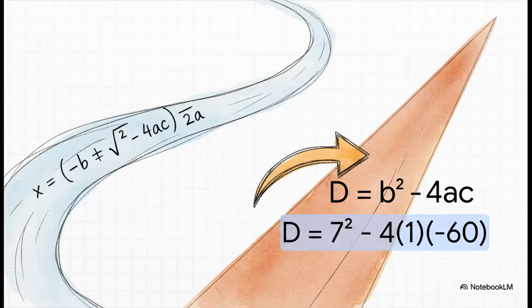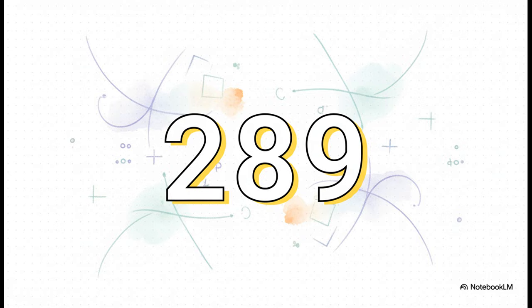And here's where we get to be clever. Instead of solving this equation for x, let's just use the discriminant to check if a real solution, a real distance, even exists. If it does, the puzzle is possible. So, for our equation, a is 1, b is 7, and c is negative 60. Let's find d. Okay, let's crunch the numbers. D equals 7 squared minus 4 times 1 times negative 60. That gives us 49 plus 240, which lands us squarely on 289.